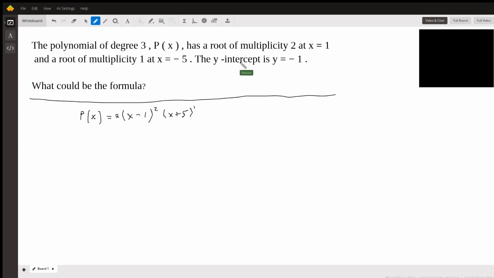The y-intercept is negative 1. So you can see that we can solve this. Negative 1 is equal to a times 0 minus 1 squared. You see, because y-intercept, just think about the y-intercept. Anything along this y-axis, x is 0. So any point along here, x is going to be 0. So I can just plug a 0 in here.